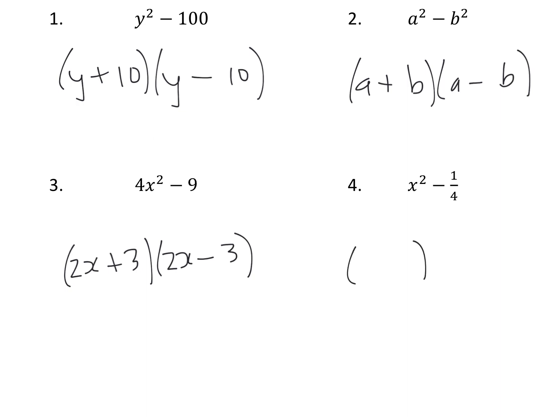And finally, number 4. x squared is a square number. It's x times x. And actually a quarter is a square number too. It's a half times a half. So if we have a half in and a half, that would give a quarter. And again, always have a plus and a minus.